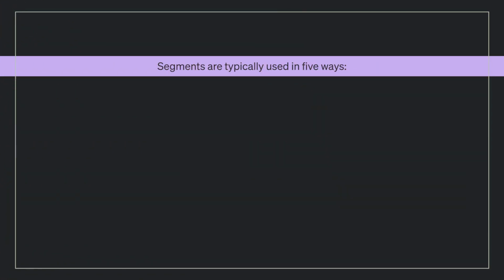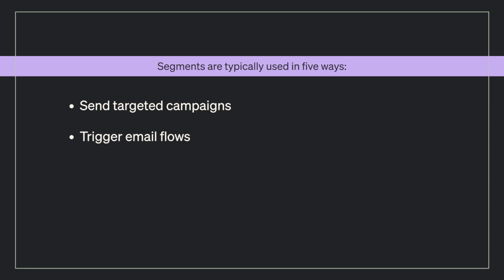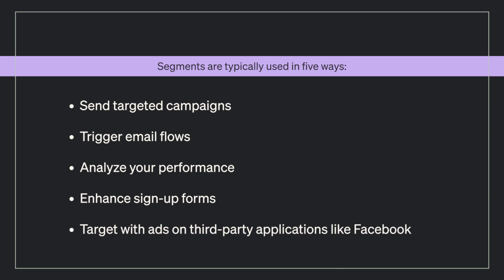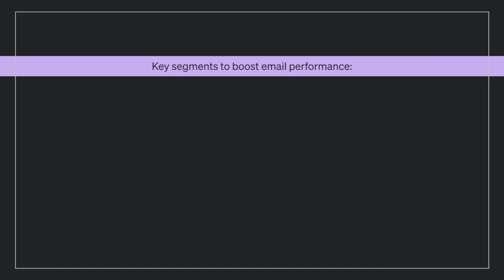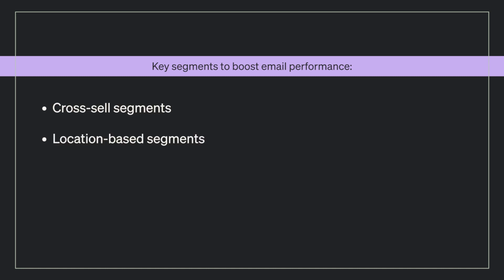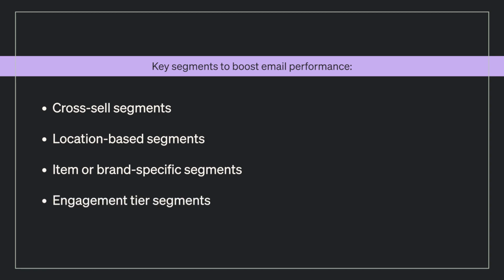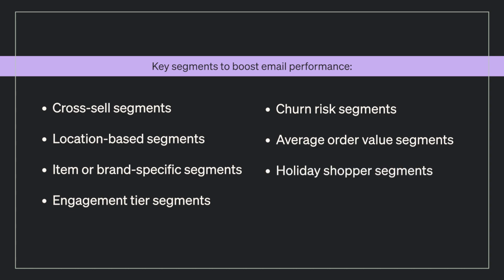Segments are defined by a set of conditions and are typically used in 5 ways: to send targeted campaigns, trigger email flows, analyze your performance, enhance sign-up forms, and to target with ads on third-party applications like Facebook. To start, here are key segments you can use to boost email performance: cross-sell, location-based, item or brand-specific, engagement tiers, churn risk, average order value, and holiday shoppers.